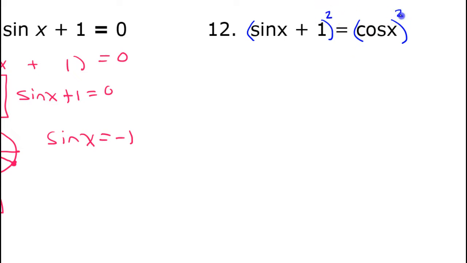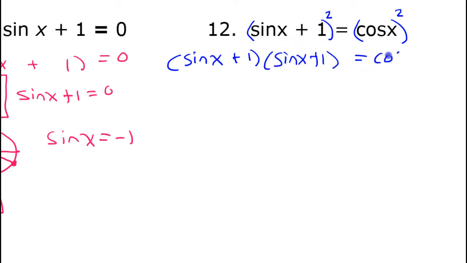So here I go squaring both sides. I must be very careful about this. This won't just be sine squared x plus 1. When you square a binomial, you really have to multiply it out. Sine x plus 1 times sine x plus 1. Now, of course, this is just the same thing as having cosine squared x. But this I need to FOIL or double distribute, whatever you want to call it.